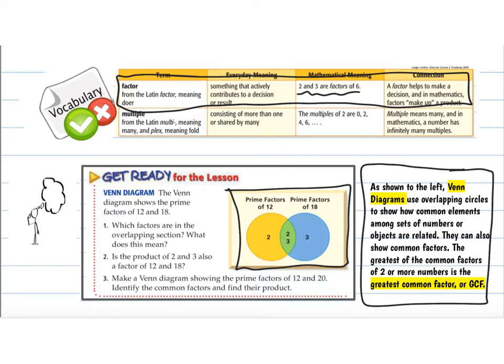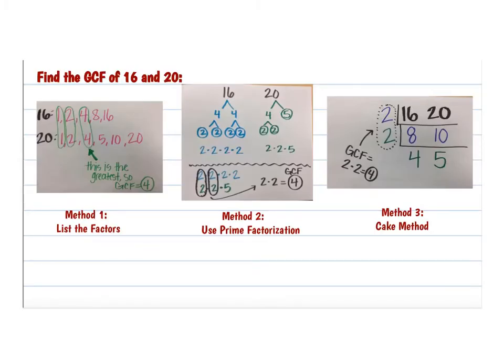The greatest of the common factors of two or more numbers is the greatest common factor. So I think that's the really important part there. The greatest of the common factors, again, factors being multiplied together, of two or more numbers is the greatest common factor, or the GCF. Okay, so have that box written down and the picture of the Venn diagram.